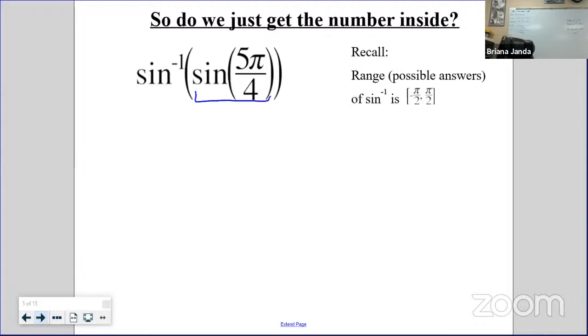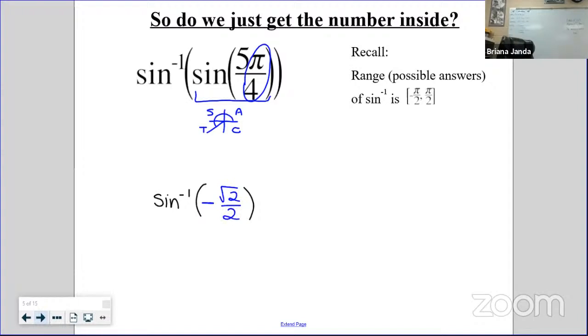So again, I consider that inside function first and say, okay, 5 pi over 4. Again, go back to how I did my unit circle, right? 5 pi over 4 put me into quadrant 3, where my answer appears to be negative. We're doing a sine problem in quadrant 3, sine's negative. I go to my reference angle, pi over 4, which we just did on the last page. Sine of pi over 4 is square root of 2 over 2, negative because we are in quadrant 3.